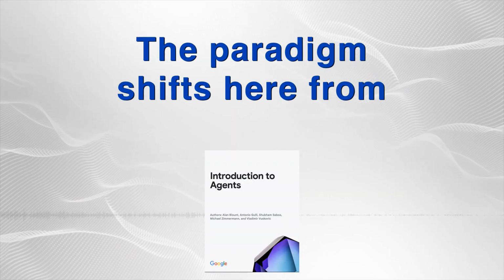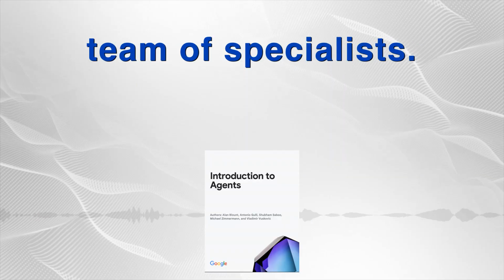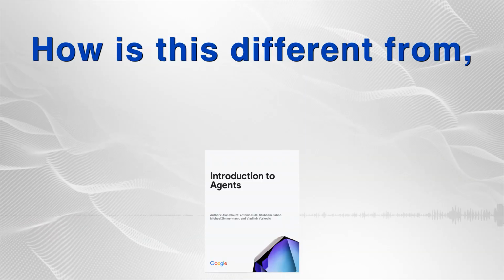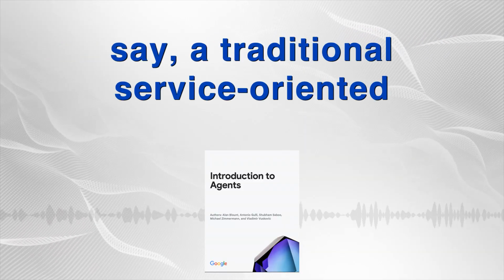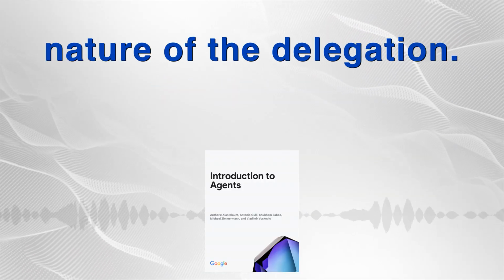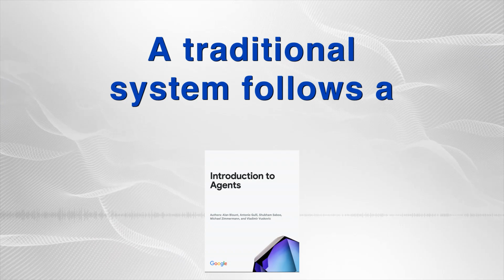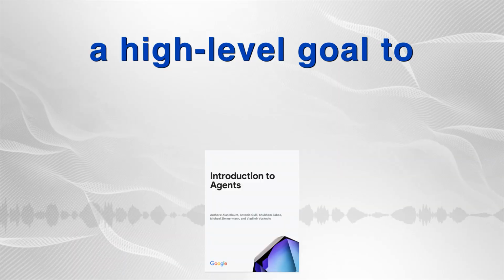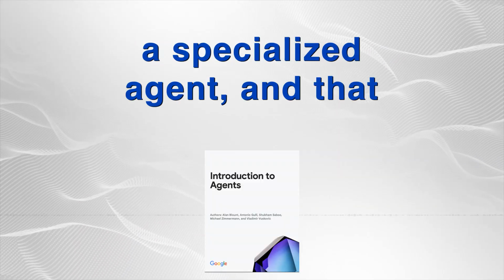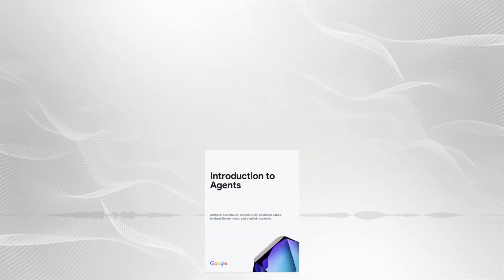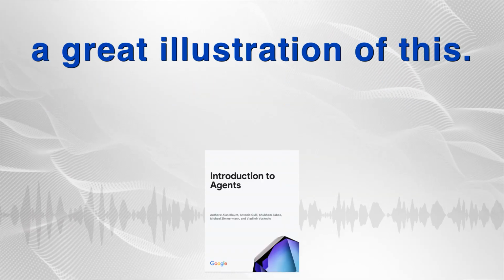Exactly. And scaling up from there, we reach level 3, the collaborative multi-agent system. The paradigm shifts here from one super agent to a team of specialists. So agents start treating other agents as tools. How is this different from, say, a traditional service-oriented architecture? That's a key question. The difference is the generative nature of the delegation. A traditional system follows a predefined script. A multi-agent system gives a high-level goal to a specialized agent, and that agent autonomously generates and executes its own subplan.